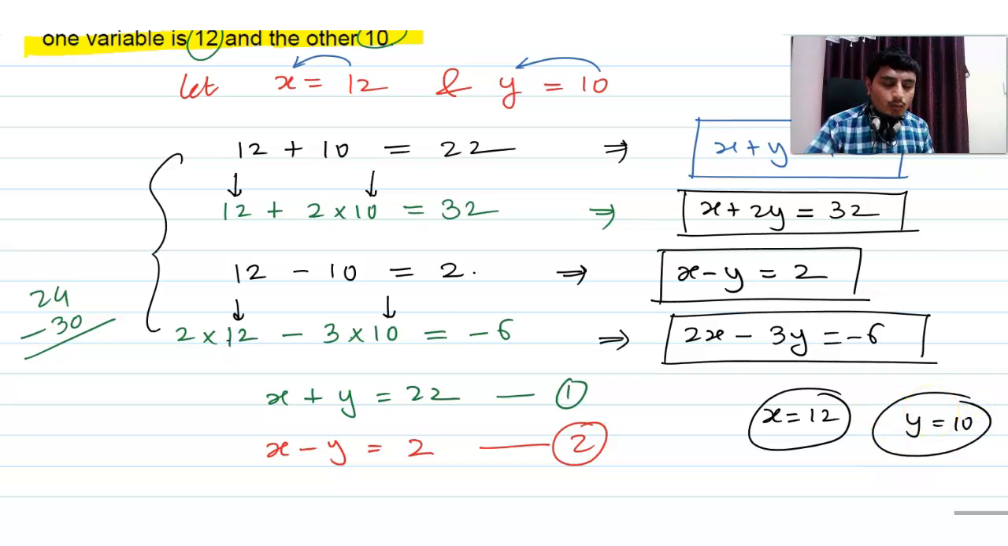So let us take the numbers 12 and 10 and form the numerical equation first, and from that numerical equation you replace 12 by x and 10 by y, so that you get the corresponding linear equation in two variables. And let us write any two linear equations in two variables here.